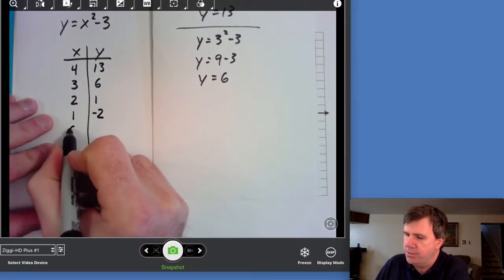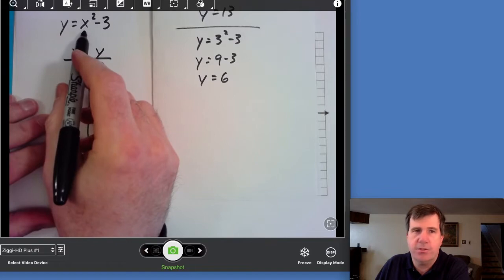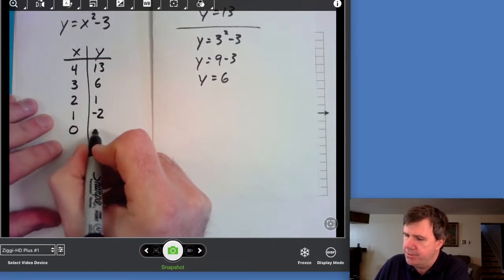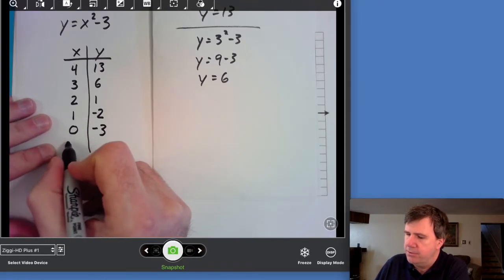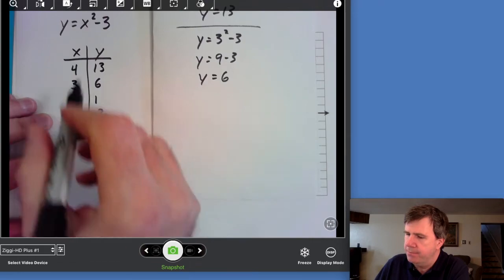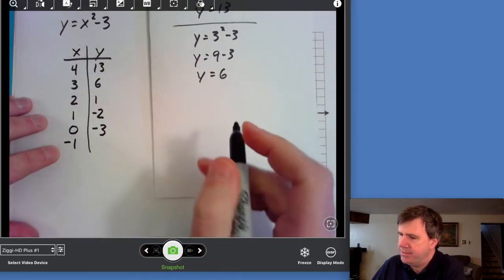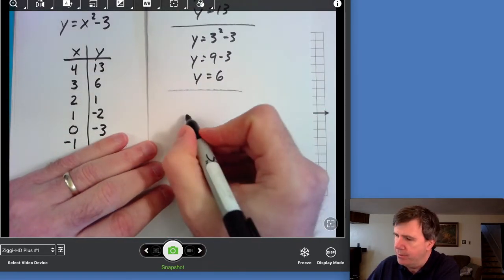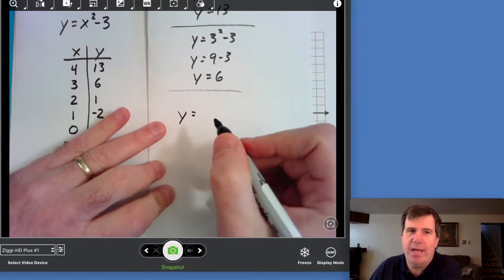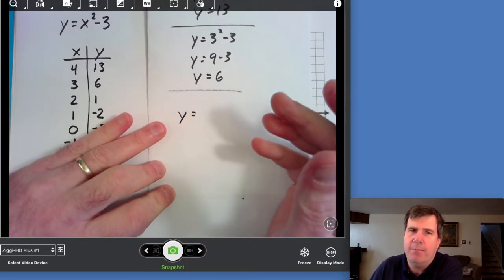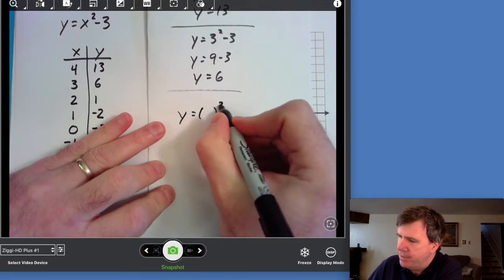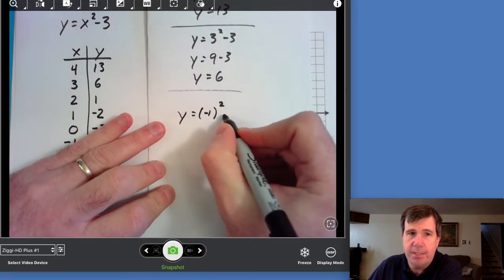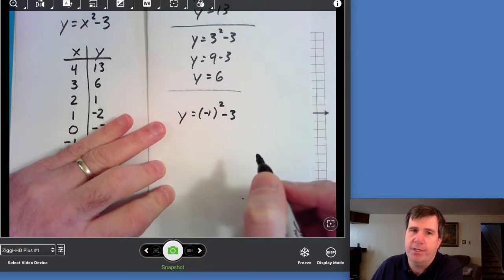Let's let x equal 0. 0 squared is 0. 0 minus 3 is negative 3. Let's do a negative now. Let's go down to negative 1. Negative 1 squared. Now that's going to be a little trickier. I will write that down. When we write that, and we should do it all the time, but it's extremely important to do when we have negative numbers, we want to put that in parentheses because we want to make sure that we're doing our order of operations correctly.